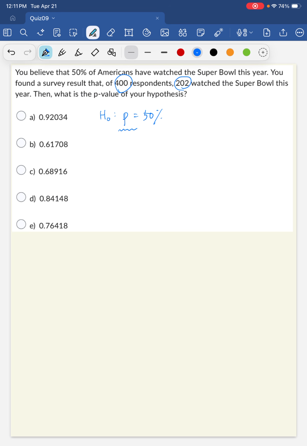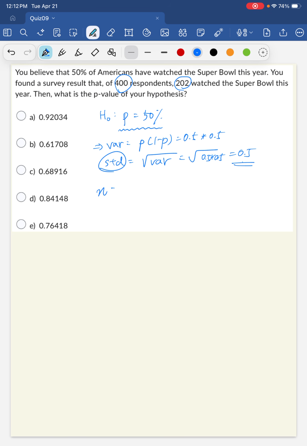So when you believe that the probability is 50%, this implies the variance is p times 1 minus p, which is 0.5 times 0.5. In other words, the standard deviation is the square root of the variance. So it is the square root of 0.5 times 0.5, simply 0.5. So the standard deviation is also fixed by the null hypothesis. Additionally, the sample size is 400 and the sample mean equals the sample probability, right? Because it is binary. So in your sample, out of 400 people, 202 have watched the Super Bowl this year.